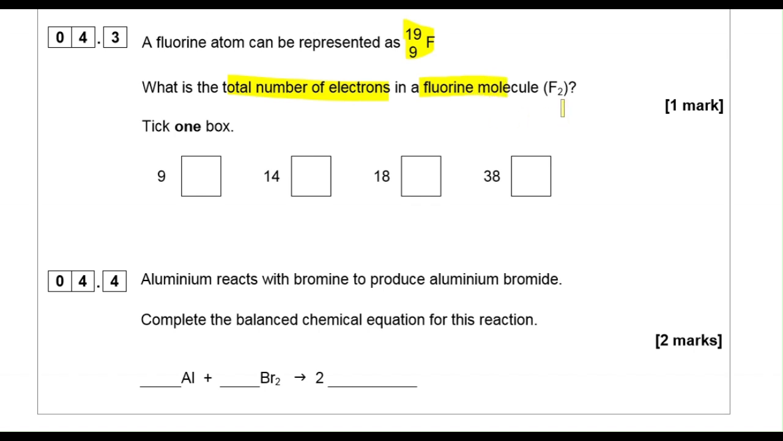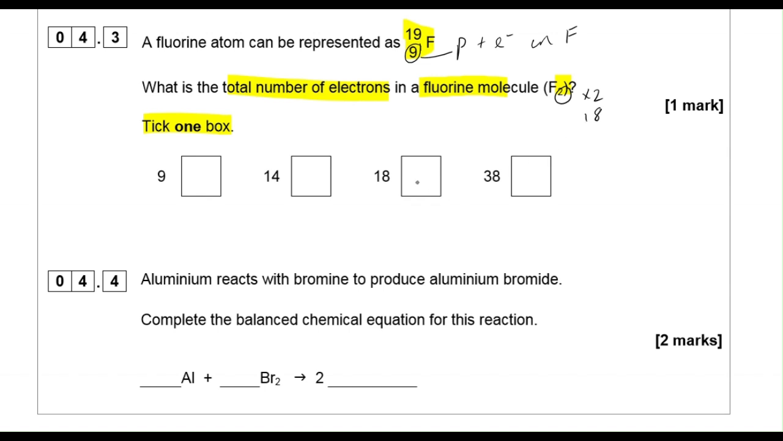Right, so let's look at this symbol here. This number here, the 9, this represents the number of protons and electrons. It's the same number. So fluorine has 9 electrons, right? So if you've got an F2 molecule, you must have 2 atoms of fluorine, so you must have 2 lots of 9, which is 18. So tick the box for 18 for 1 mark.